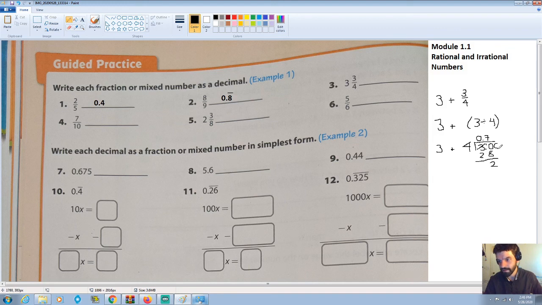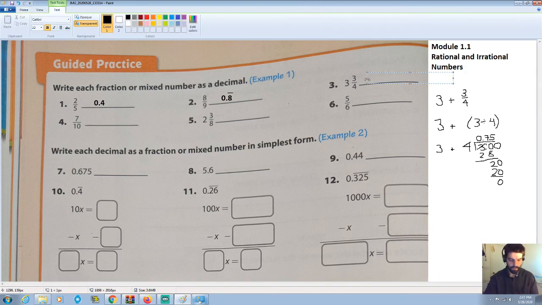And we're going to add another 0, drop down, and 4 does indeed go into 20. It goes in 5 times. So 4 times 5 is 20. We subtract, and we get 0 as a remainder. So our final answer is going to be 3, which we kind of put on the bench earlier, plus 0.75. So our final answer is going to be 3.75. Okay. Let's look at the next one here.